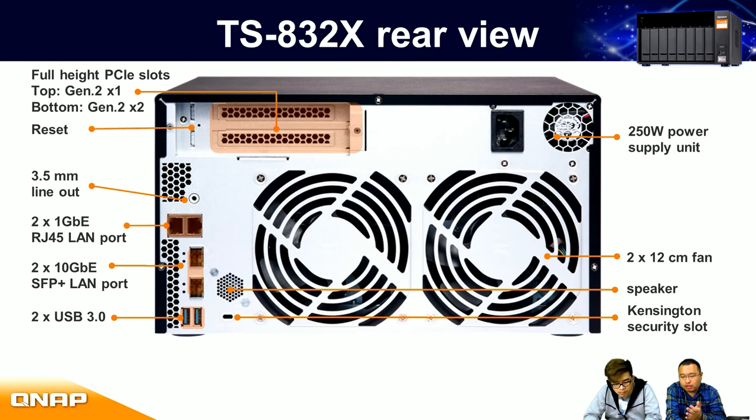And speaking of the LAN ports, you will see there are two integrated 1 gigabit LAN ports with RJ45 connectors, and then two 10GbE SFP+ LAN ports also integrated on the NAS device directly. So after you buy the NAS, you already have two 10G ports built in right away. And then there are two additional USB 3.0 ports on the bottom there. The device comes with a 250 watt power supply, so it provides enough power for all the hard drives and the PCIe cards. Besides that, you also get two system fans and a security slot to secure it physically.